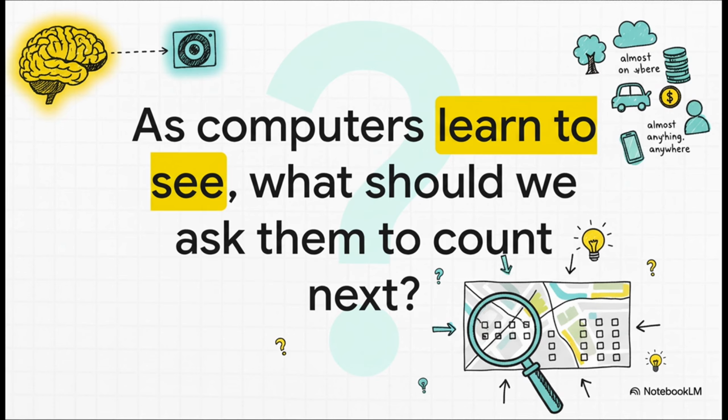And all of this really leaves us with one big question, doesn't it? As these computers get better and better at seeing and quantifying our world with this incredible precision, what should we ask them to count next? Now that we have the tools to teach a machine to count almost anything, anywhere, what should we focus its attention on? What are the really important questions we can finally start to get answers to? Something to think about.